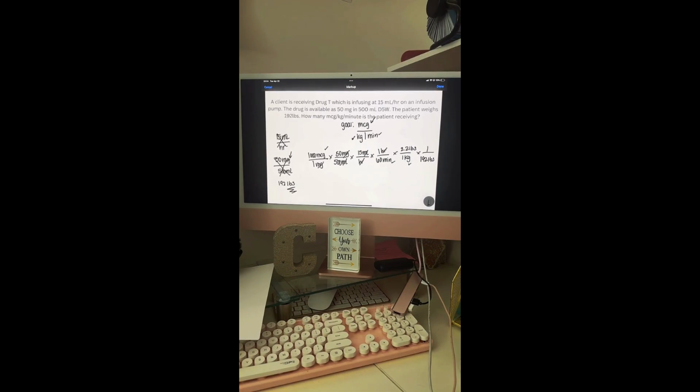So let's do 1,000 times 50 times 15 times 2.2. Don't put the ones because they don't make a difference. Divide by 500, divide by 60, divide by 192. I got 0.28. Is that what y'all got? Sometimes I have to do it twice because I'm like, did I press it right? 1,000 times 50 times 15 times 2.2 divided by 500 divided by 60 divided by 192.